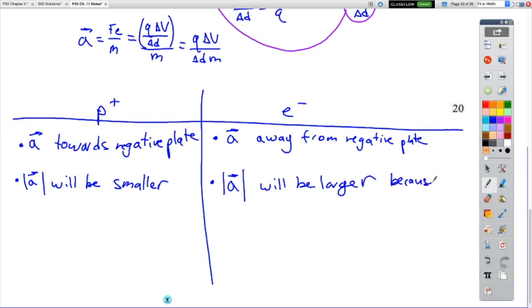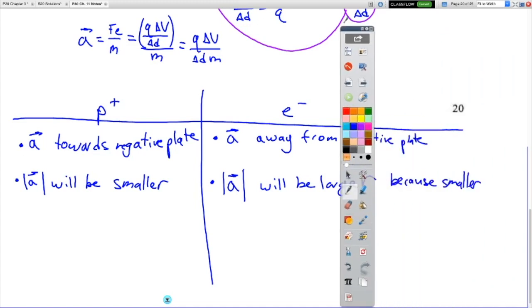Because of smaller m, and now we can only say this because the Q's are the same too, right? If the charges were different, we would have to consider that. So it will be larger because of smaller m but same charge, and it will be smaller because of larger mass, same charge, as the electron, that is, okay?